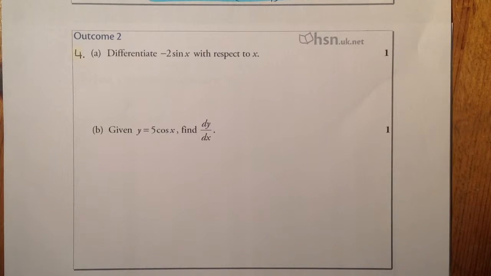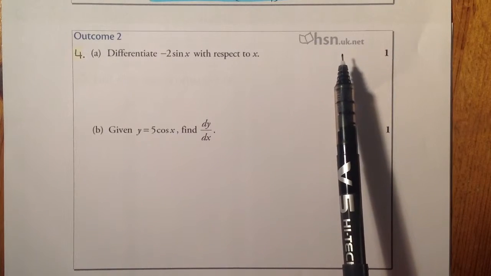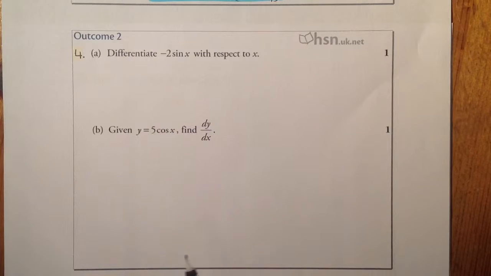This is Higher Maths. It's Unit 3 practice. I'm using the HSM website, a couple of questions from here, and we're looking at outcome 2. Outcome 2 is on the further calculus, so it's going to be differentiation and integration. Right, let's go ahead and do this one. We've got questions 4, 5, 6 and 7 to complete here.